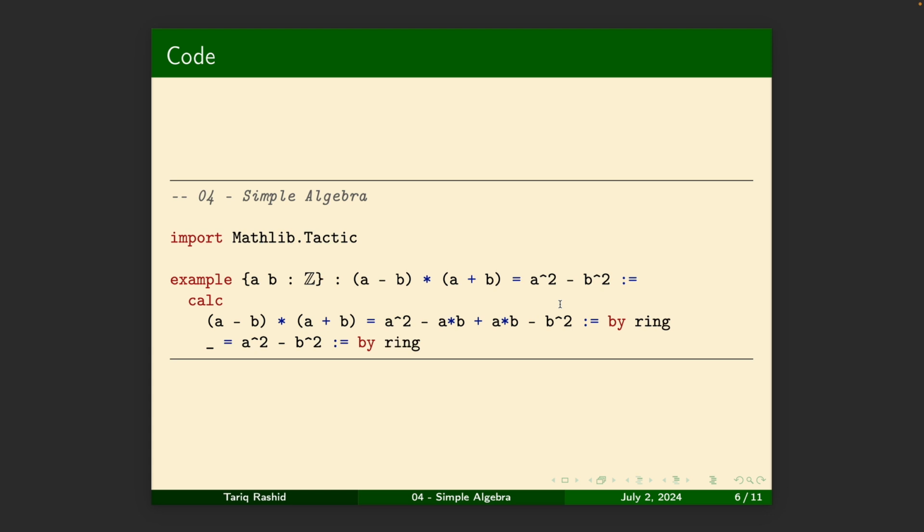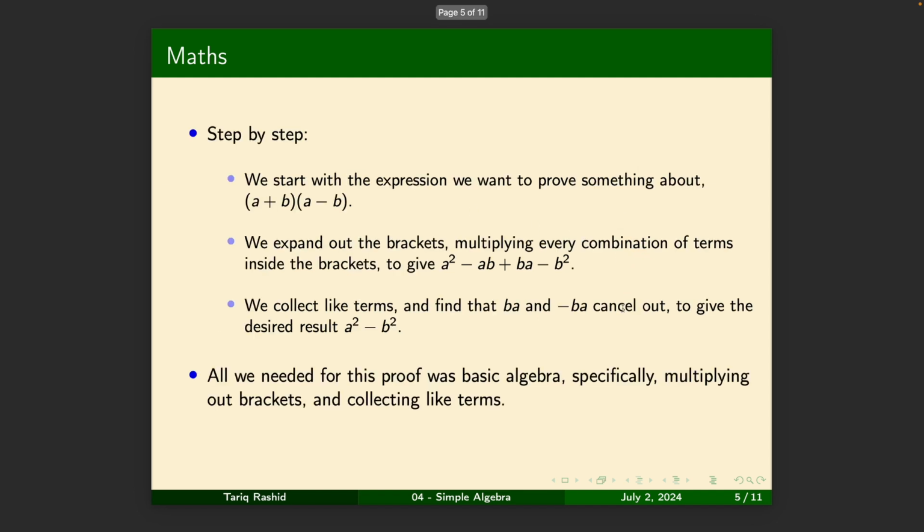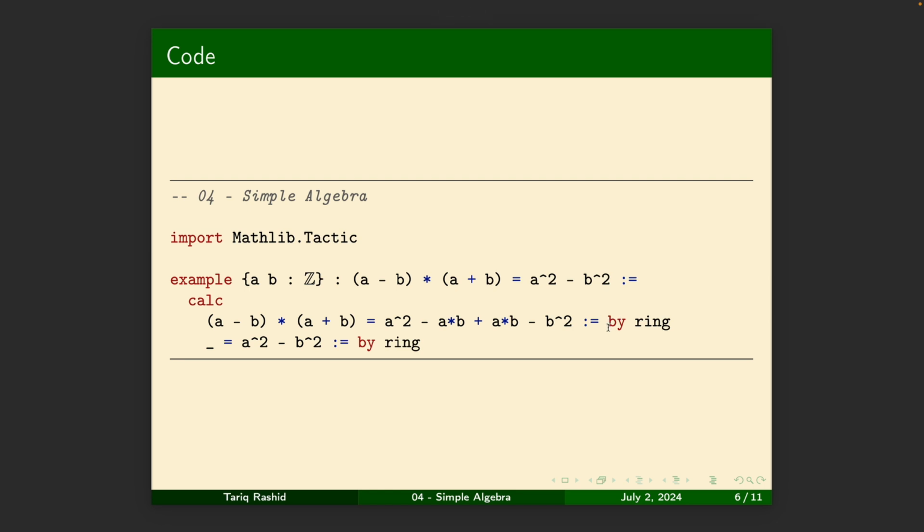Well, there's no substitution that justifies that. There's no hypothesis that says we can replace a with something or b with something. We need something new here. It's an algebraic argument that we need. In our math proof, we said by algebra, not by hypothesis 1 or given fact 2. And how do we say that in Lean? Well, we say by ring.